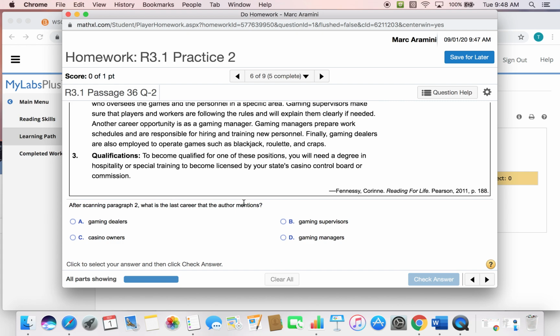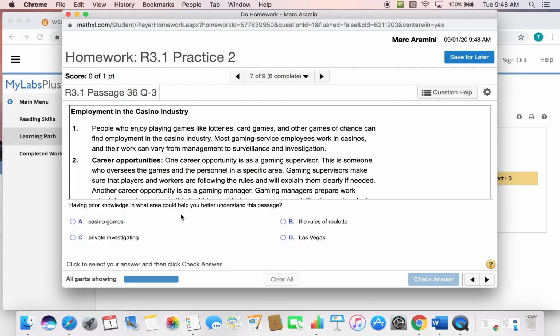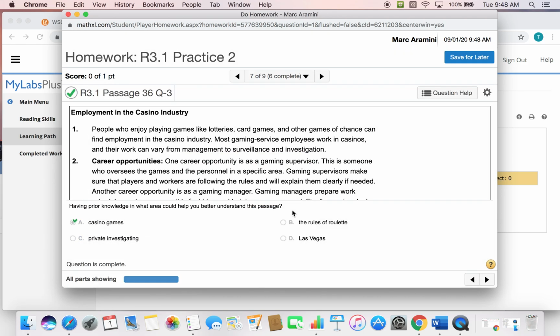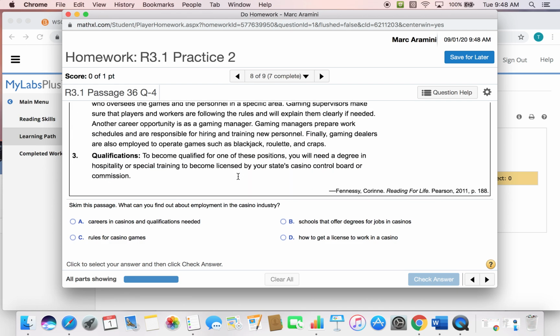What is the last career the author mentions in paragraph 2? Gaming dealers, where it says finally. We were looking for the word finally there. Gaming dealers. Having prior knowledge in what area could help you better understand it? I'm going to say casino games. Las Vegas might apply, but the others are just a little bit too specific. Okay, great. What can you find out about employment in the casino industry? Okay. Careers and qualifications needed. Those are two big sections there.